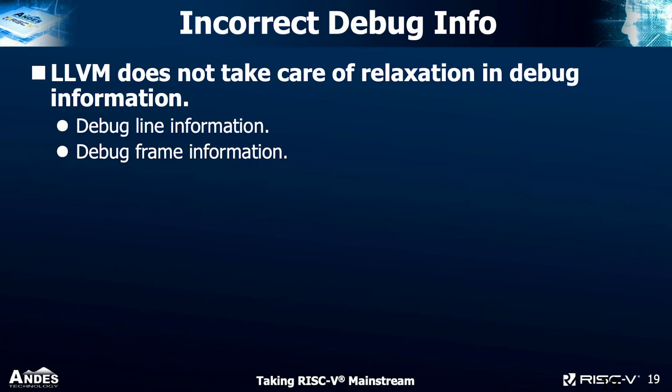We found that there are two parts in debug information which are wrong after relaxation. One is debug line information and another is debug frame information. Debug line information is used to describe the relationship between lines and addresses. Debug frame information is used to describe the location of variables related to frame-based addresses.